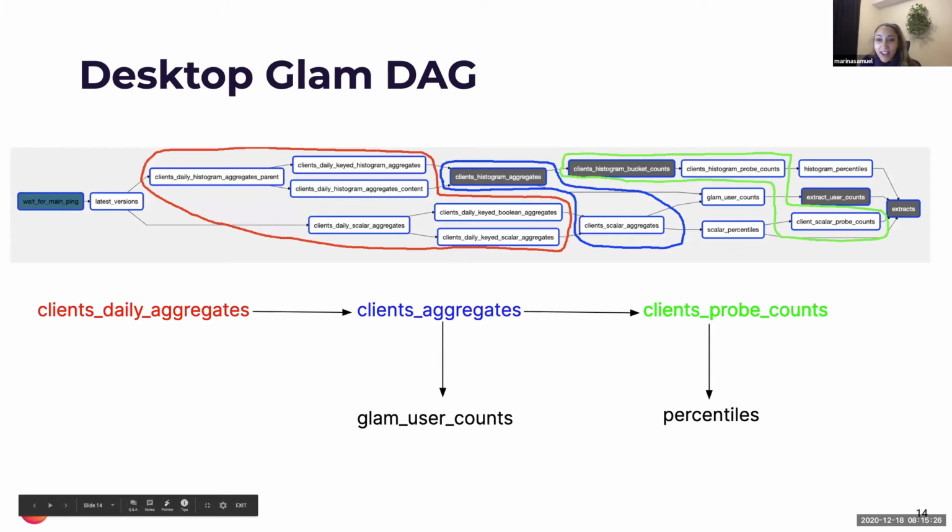Okay, so that was a good chunk of the meat of how the data sets are computed. I went over the red, blue, and green bits. And I'll quickly go over the last 2 bits at the bottom, the percentiles and the user counts, and then also some thoughts on how we could use the data.